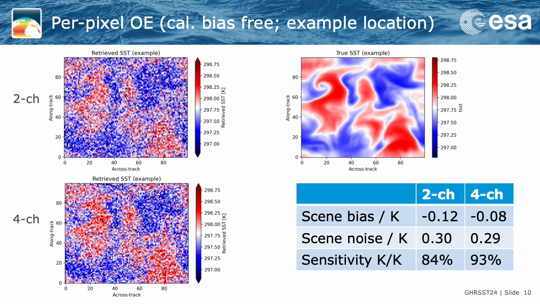Both retrievals come out quite noisy. The noise is a little bit less when using 4 channels, as we'd expect, because the availability of more brightness temperatures beats down the noise a little. Neither of them is fantastically good at representing the full subtlety of the true SST example shown in the top right, but nonetheless this is a promising first result.